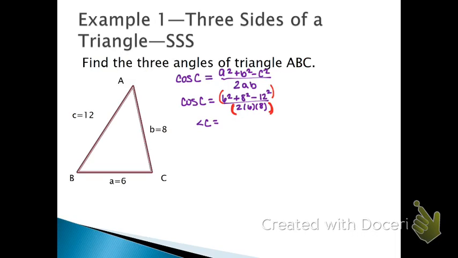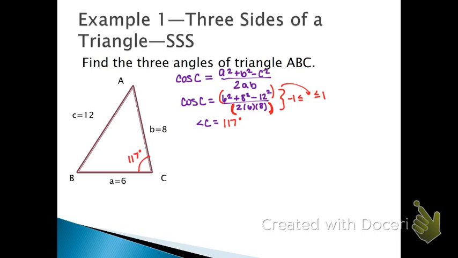Now, remember that this fraction here has to be between -1 and +1. Okay, because we're going to take the inverse cosine of it. So when you did that, what did you get for your angle? 117.2. 117.8. So approximately 117 degrees. Obviously, this is not drawn to scale. Okay?